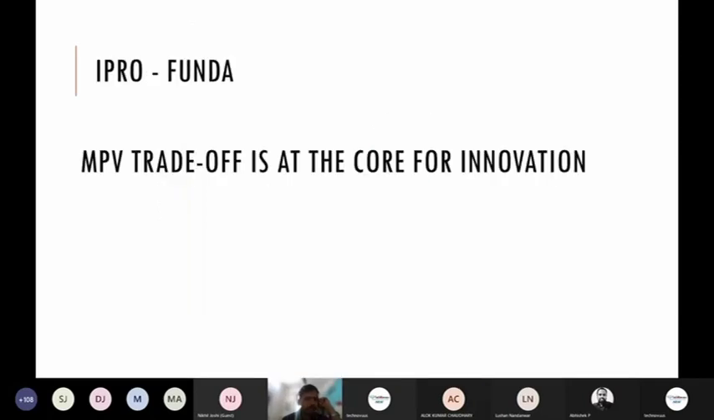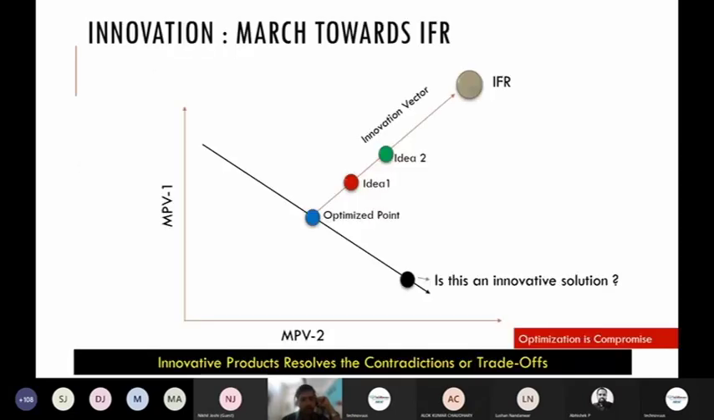Again, stretching the point that MPV trade-off is at the core of innovation. It is in our control. You can create those ideas. By the way, we are not breaking any laws of physics. We can all travel on this vector while still remaining under the governing laws of physics, chemistry. Everything will be respected. We are not going to violate, and we can still move along this line. That is what innovation is all about.